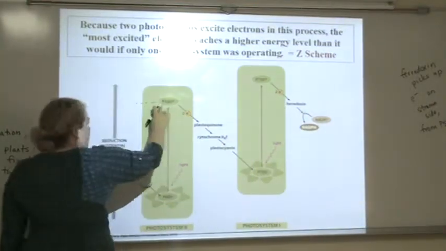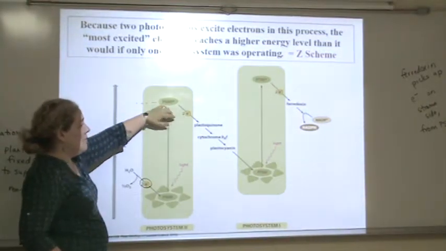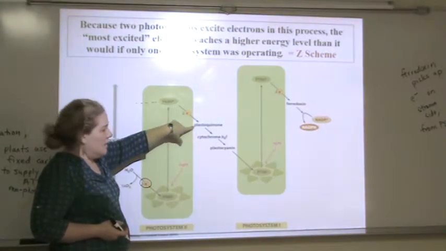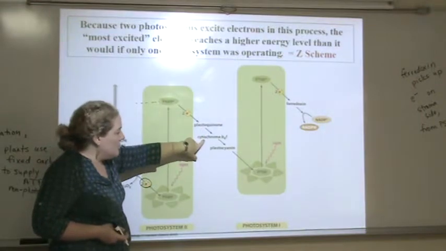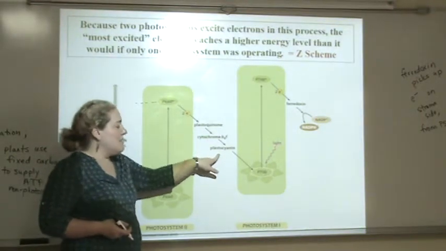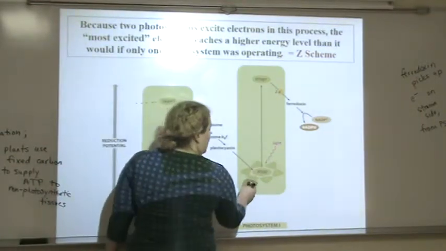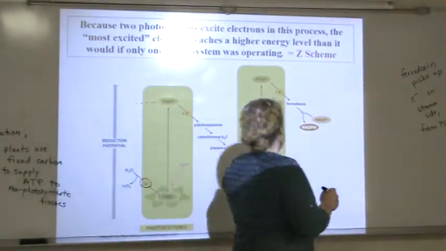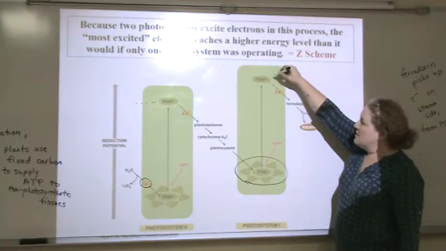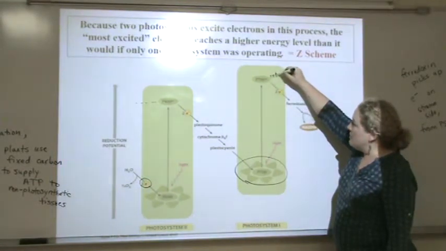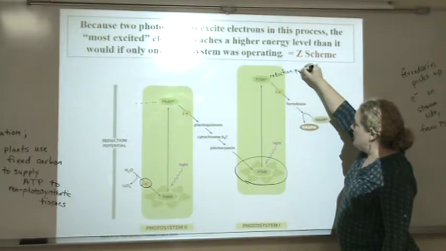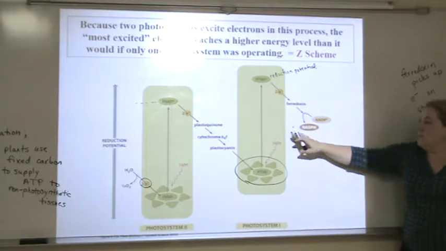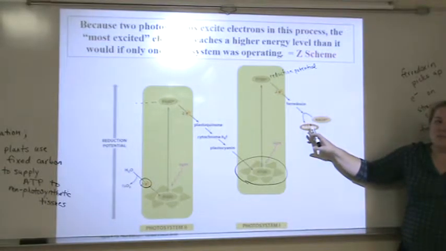So here's the light boost. That gets them up to this level. Then they're good enough to reduce plastoquinone. And after they've ridden on plastoquinone, they can reduce cytochrome b6f, reduce plastocyanin, fall into photosystem 1. And the second light boost gets them at a high enough reduction potential that they can end up helping to form NADPH. This is called a Z scheme.